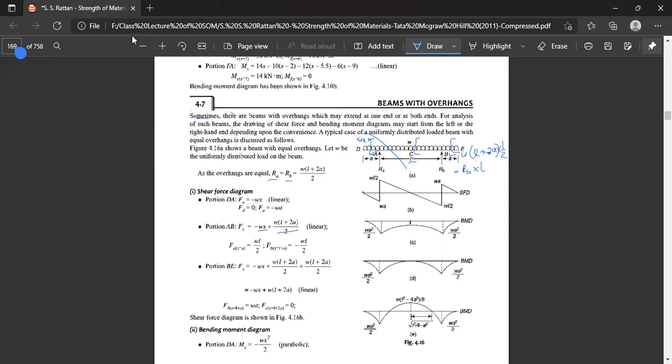this equation will become W into L divided by 2, because the W into A will be cancelled by W into 2A divided by 2. So at the point D, the shear force will be W into L by 2.